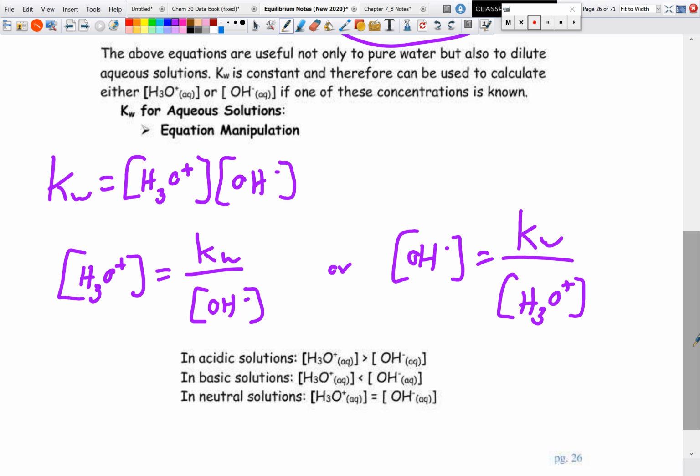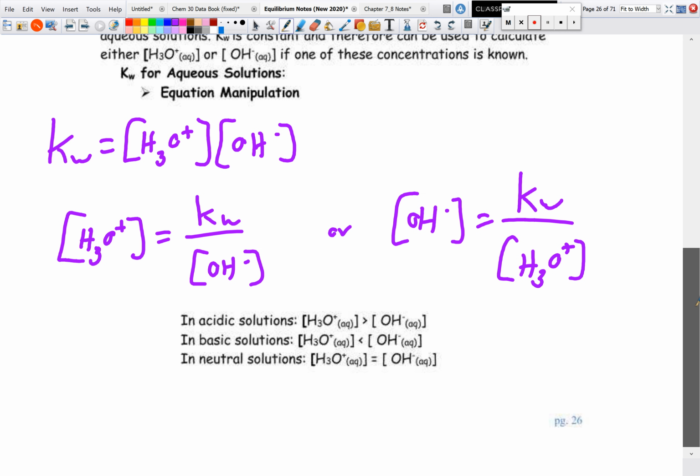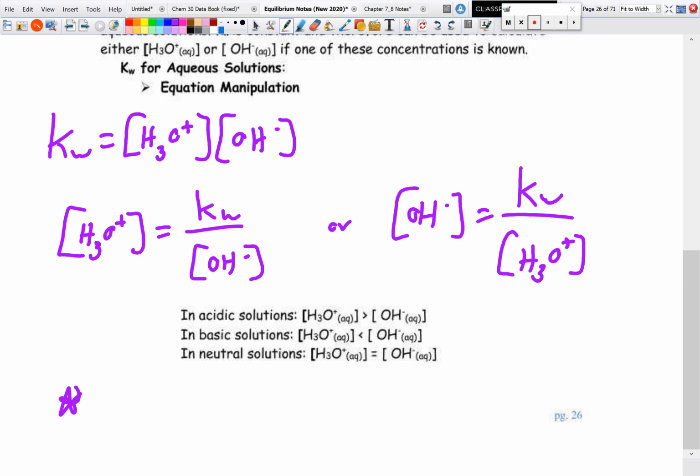So this is going to be a relationship between all acidic, basic, and even neutral solutions: we have this relationship between hydroxide and hydronium and the ionization constant of water. So we can relate all these, and depending on what type of solution we're given, we can calculate anything we want. Now, this is just a reminder.